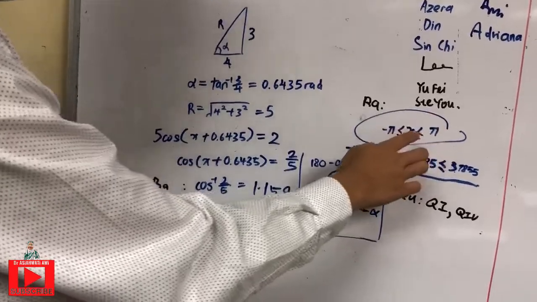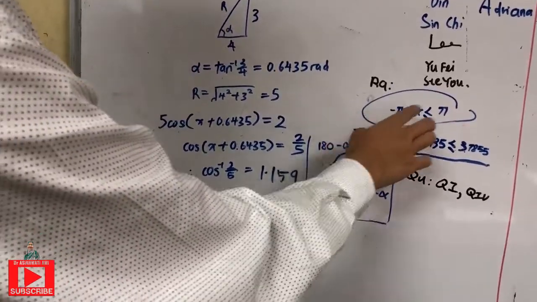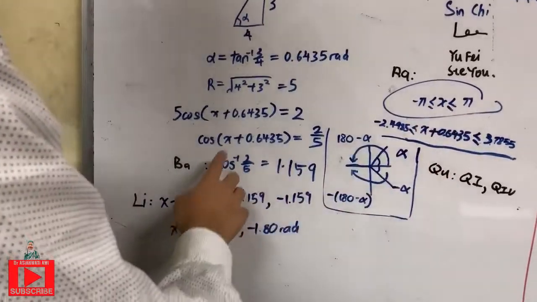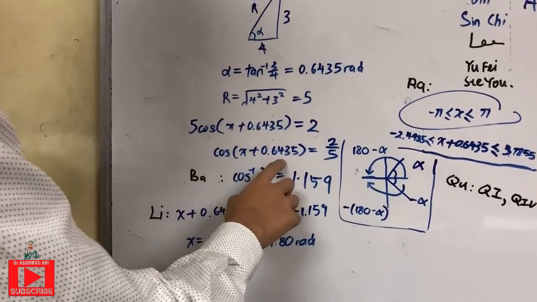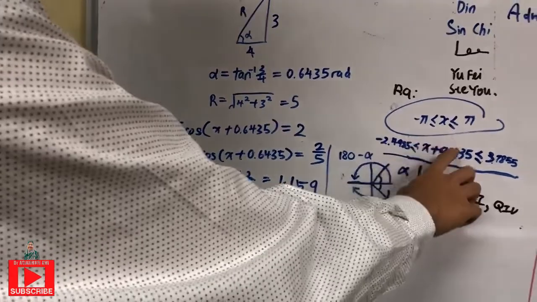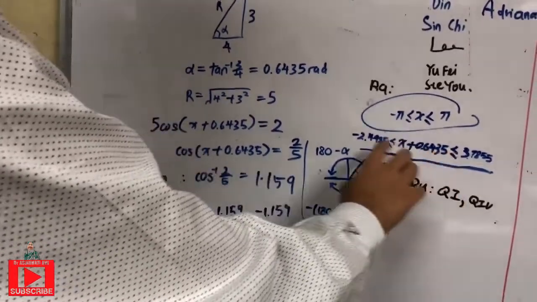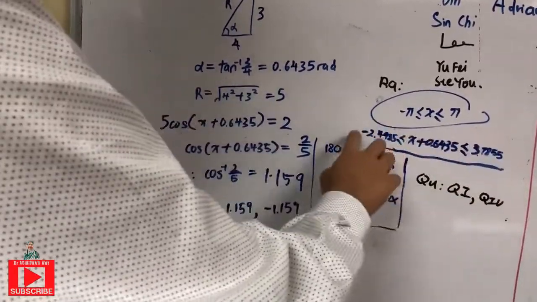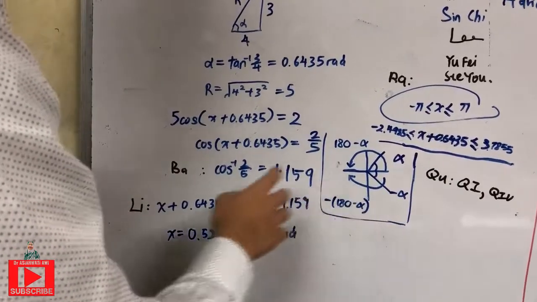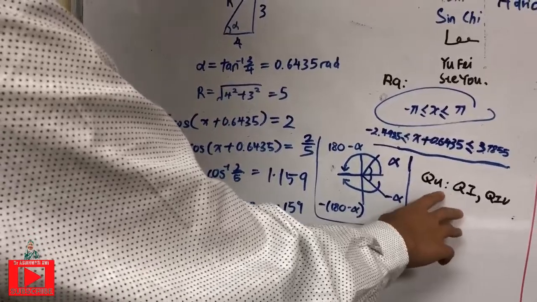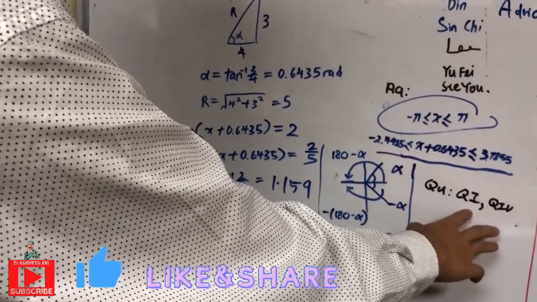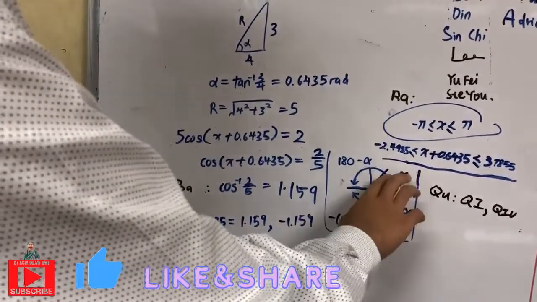So next, the question given the range is between negative pi and pi, but now the range is x plus 0.6435, so we must add 0.6435 into the range. So this will be the final range of the answer. So since cos is positive value, the quadrant will be involved in quadrant 1 and quadrant 4. So it will be here.